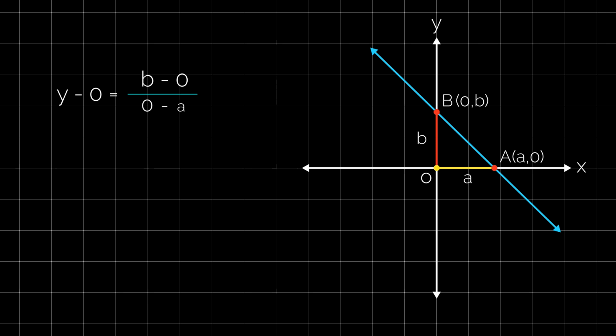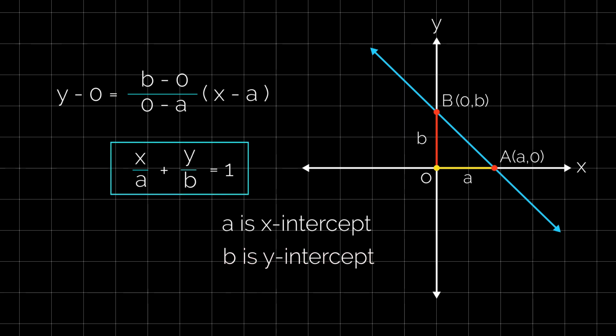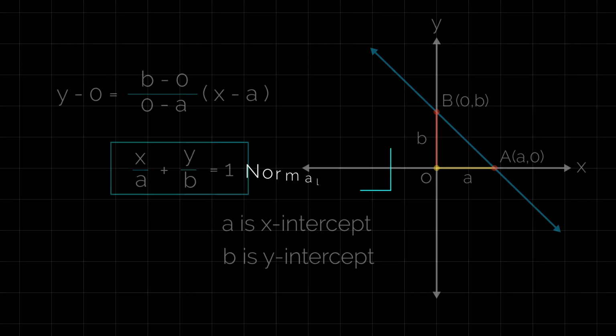(b minus 0) by (0 minus a) times (x minus a). And after solving, we get x by a plus y by b equals 1, where a is the x-intercept and b is the y-intercept. Hence, this is the required equation of a straight line in intercept form.